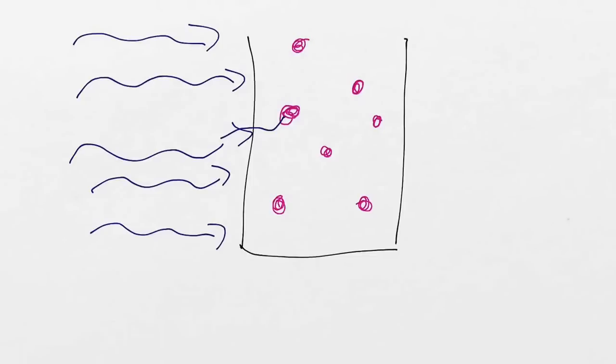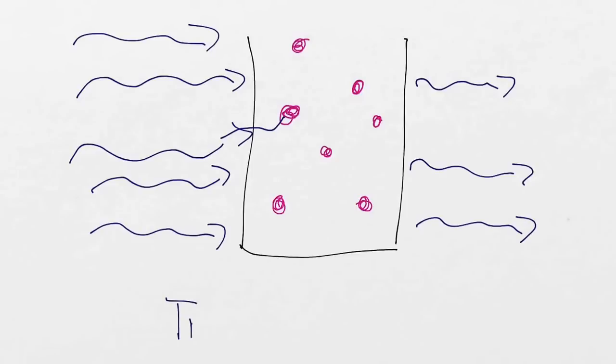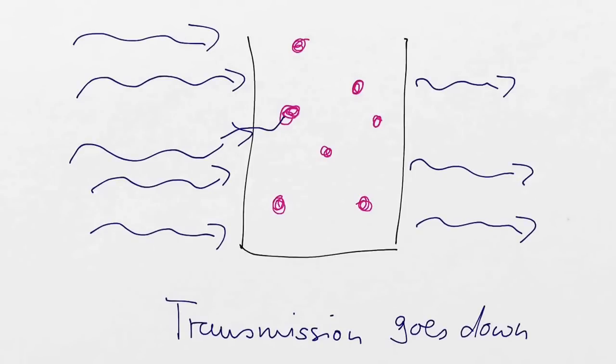No. Why not? I get far less out. Yeah? Let's say I just get 3 out. So what we say is the particles absorb, and what goes through, the transmission, goes down. Does that make sense? Transmission is how much goes through. Yeah?